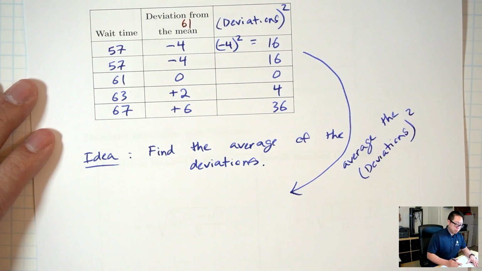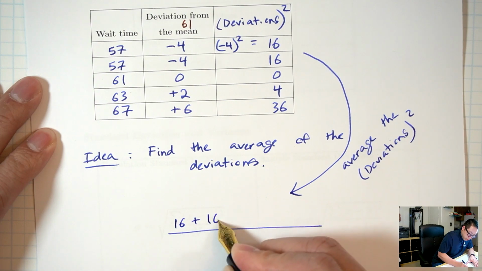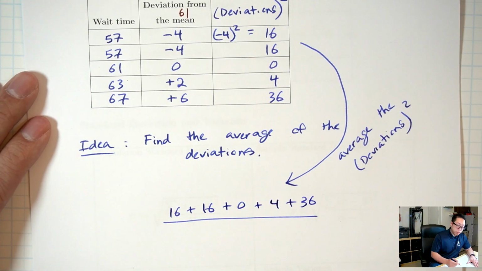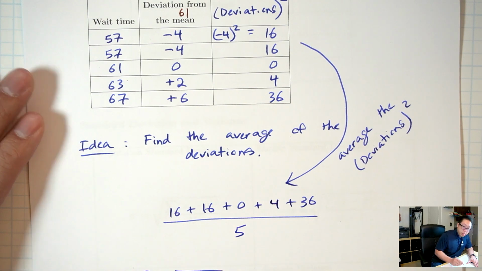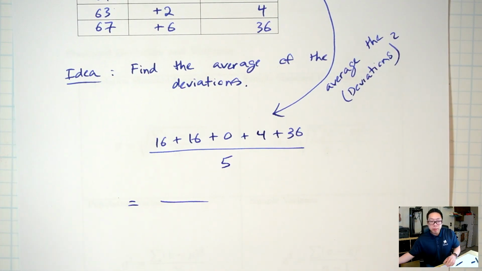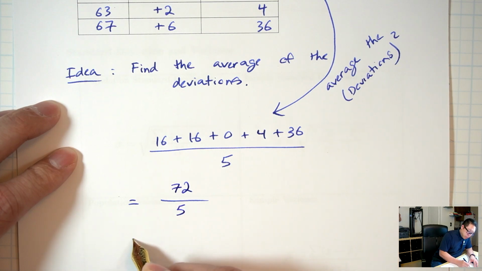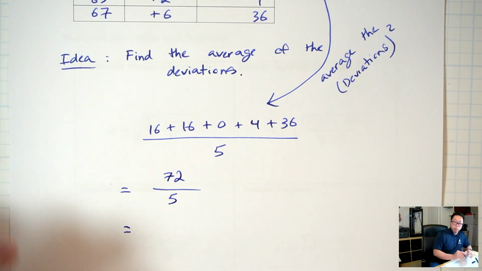Okay, so what does that mean? That means add these up, and then divide by 1, 2, 3, 4, 5. Let's see what we get. Up top, 16 plus 16 plus 0 plus 4 plus 36 is 72. And then 72 divided by 5 is 14.4.